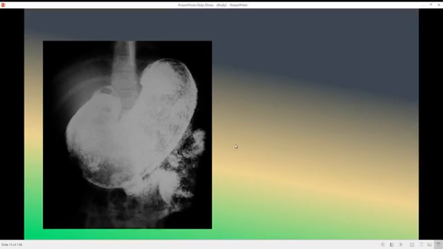As we receive here, this is a very simple case. It is a case of bezoar. So this is a simple case. Thanks all for answering the case. Okay, we move to the next case.